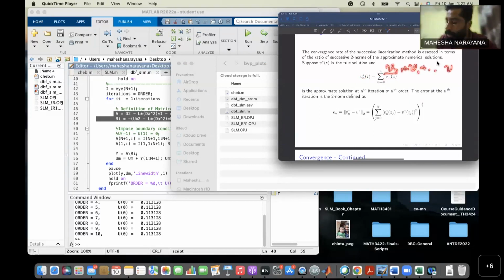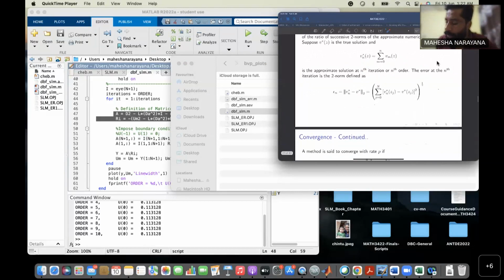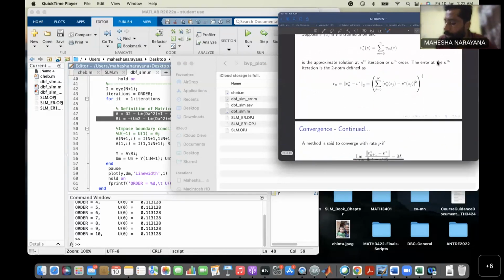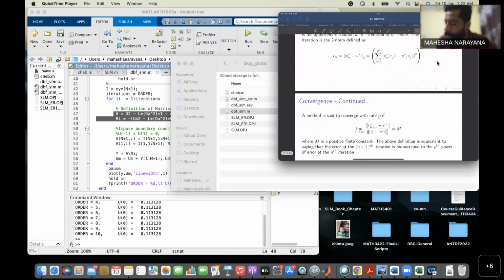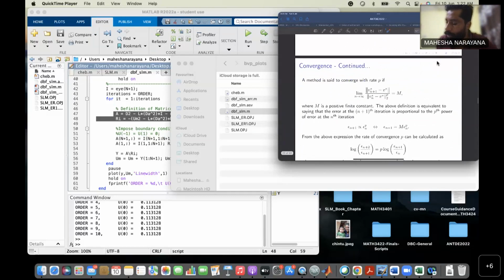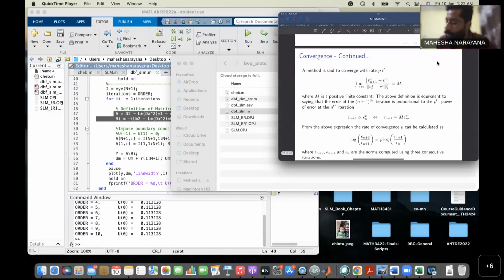Suppose V star is the required solution, then the error at the nth stage can be defined as a 2 norm like this. And how do we define the convergence rate? If this limit exists, and if it is equal to m, then this p will be said to be the convergence rate.